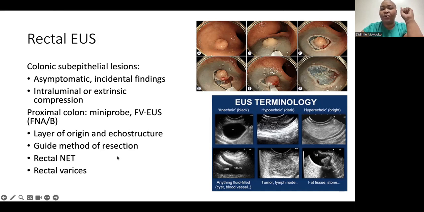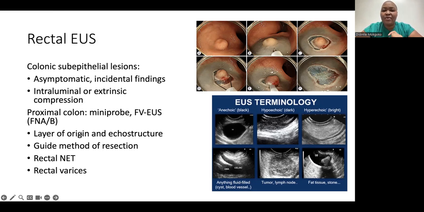Of course, in the proximal colon, as I've mentioned, you would either have to rely on a mini probe where you insert the mini probe using a colonoscope, or if you are lucky enough to have access to a forward viewing EUS to be able to also do an FNA or an FNB of the lesion that you find to get a histological diagnosis, because at the end of it, that's what helps you decide about what the way forward for your patient might be.